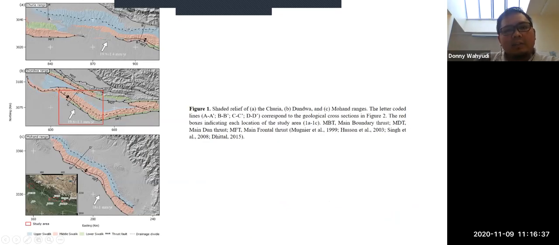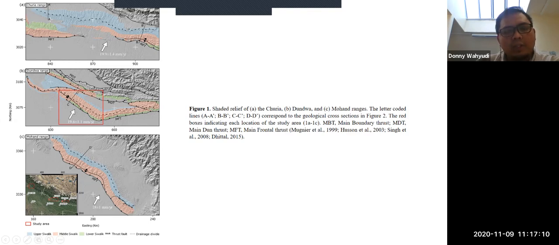And this is the geological map, which we made based on previous studies. These are for the Churia range. This line here corresponds to a cross section later. Here we have a thrust fold to the south of the range, and also an anticline to the east.